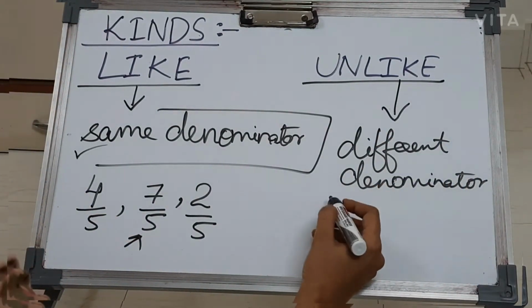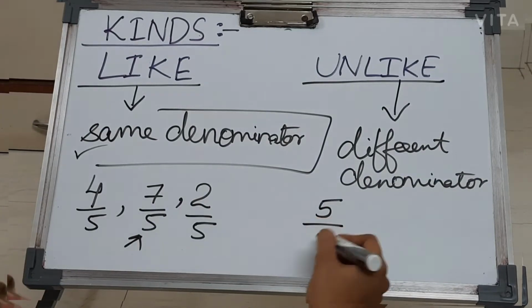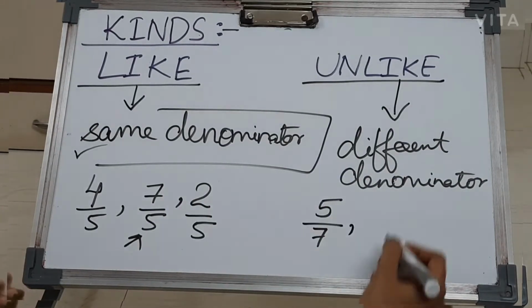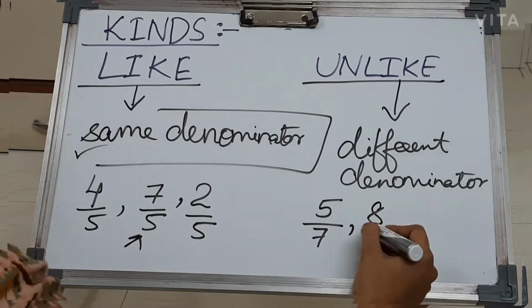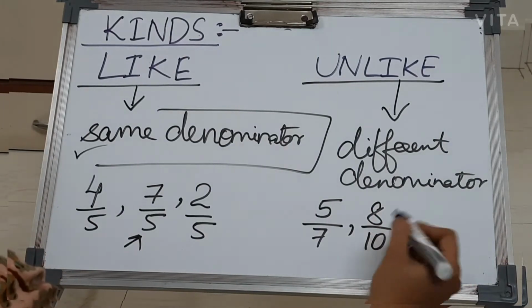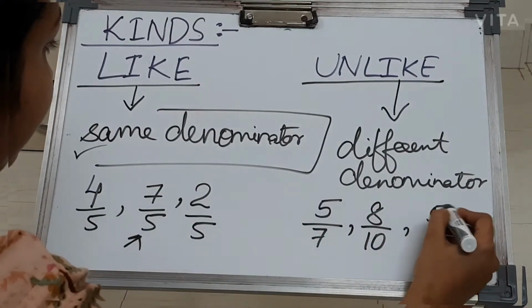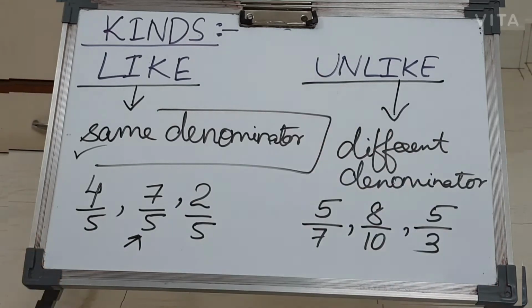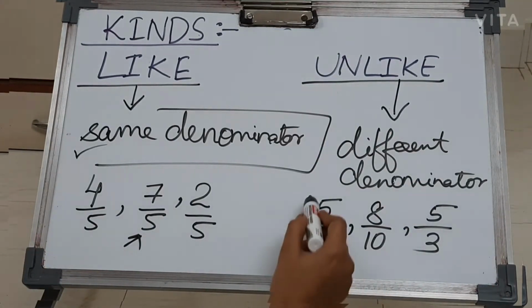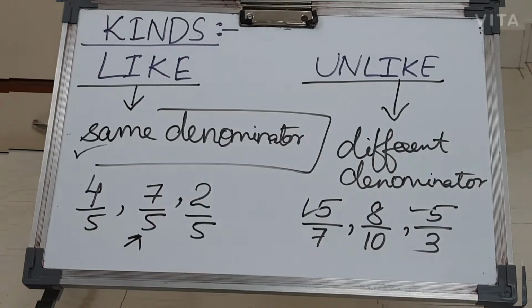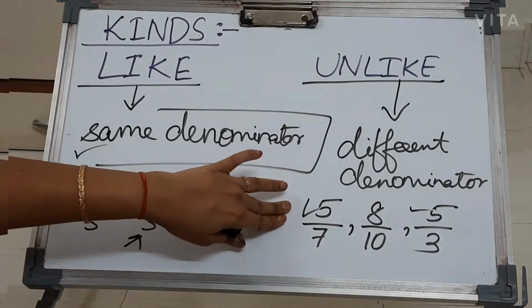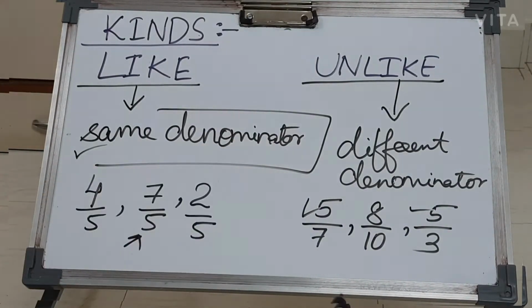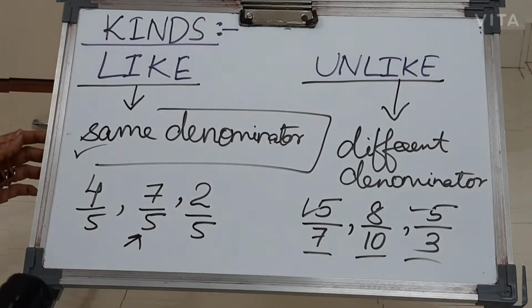Suppose I take 5 by 7, or 8 by 10, or 5 by 3. These have 5 and 5, you can see the numerator is the same, but we do not consider the numerator in unlike fractions. We will see only the denominators, which are different. Okay, so let's start with the other type of fraction, that is proper and improper.